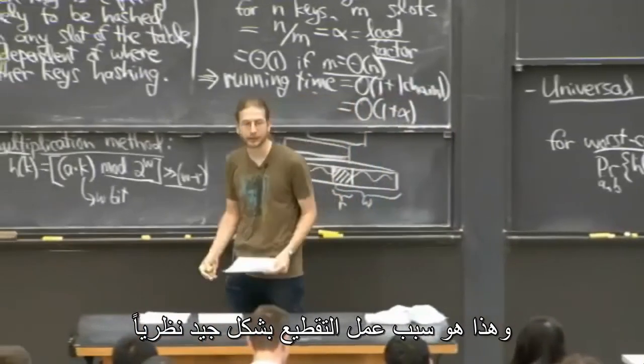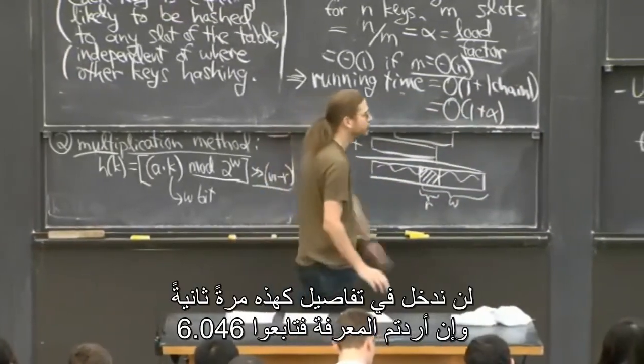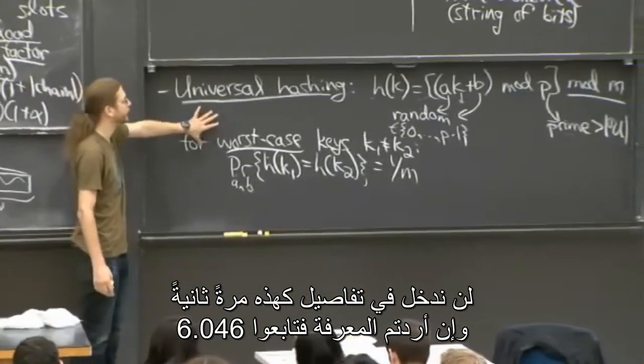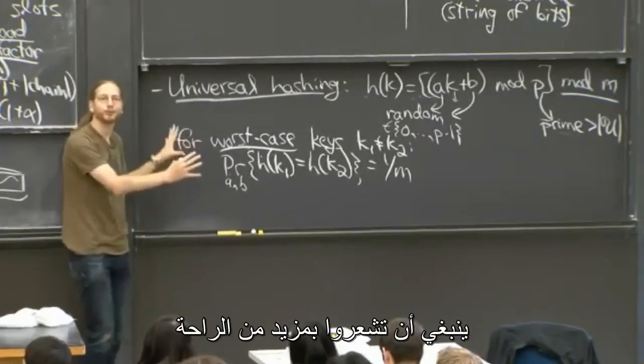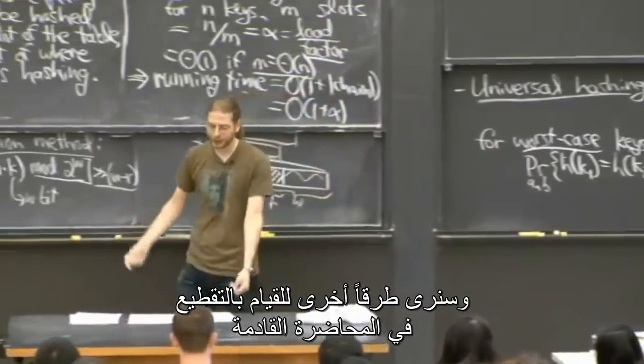And that's why hashing really works in theory. We're not going to go into details of this. Again, take 6046 if you want to know, but this should make you feel more comfortable. And we'll see other ways to do hashing next class.